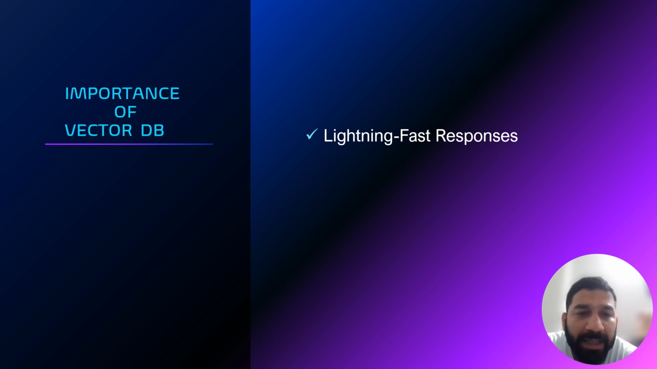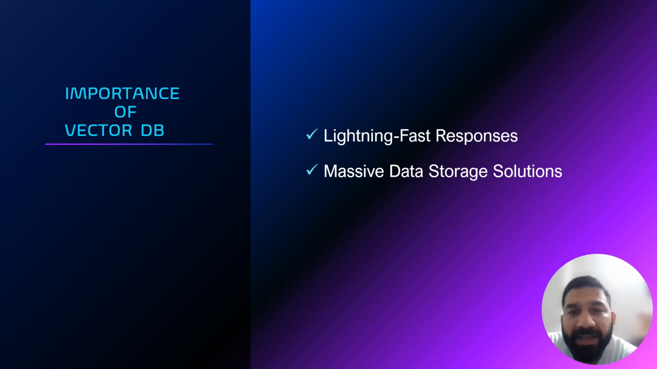satisfaction. The second importance of using vector databases is massive data storage solution. Another crucial need is the ability to store and process vast volume of data. This data can be enormous not only in terms of volume but also in variety. Efficiently managing and processing such diverse and extensive data sets is essential for the effective functioning of AI systems. So vector databases excel in handling these requirements, providing a robust solution for data storage and retrieval.